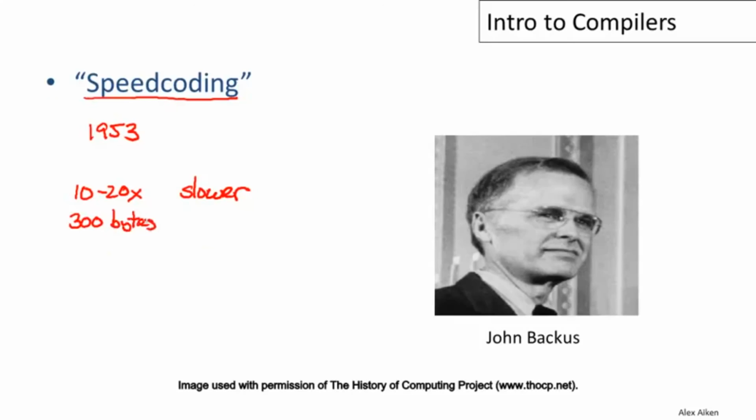And that doesn't seem like very much. In fact, 300 bytes today would seem like an incredibly tiny program. But in those days, you have to keep in mind that this was 30% of the memory on the machine. So this was 30% of the entire memory of the 704. And so the amount of space that the interpreter took up was itself a concern.